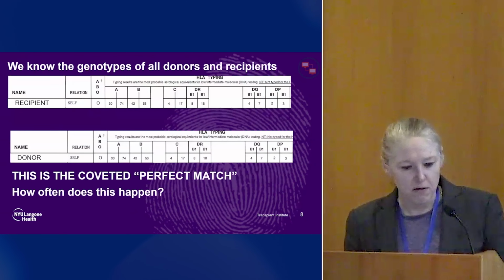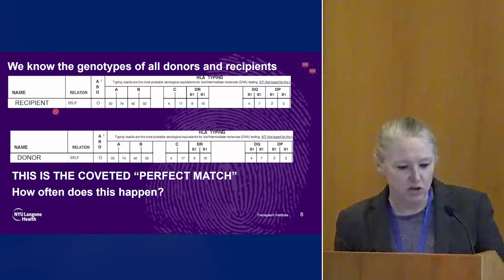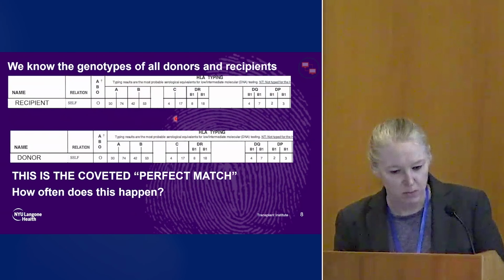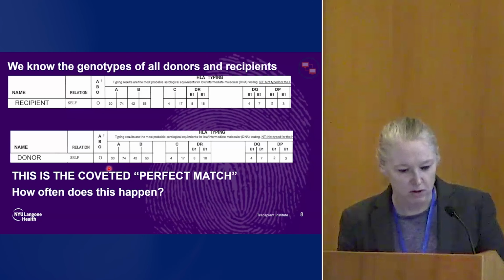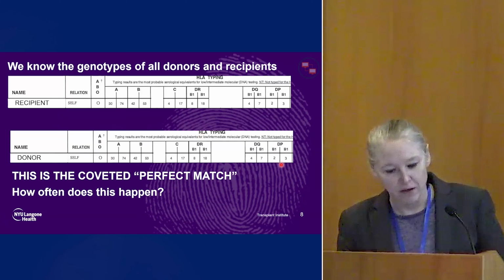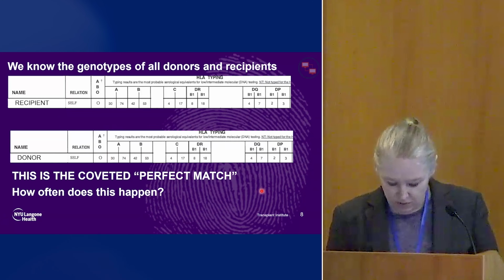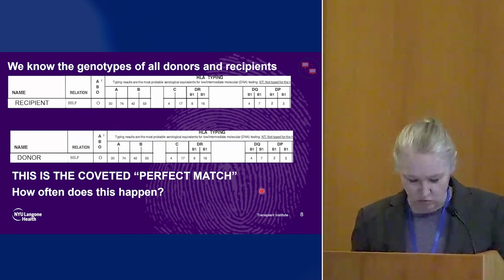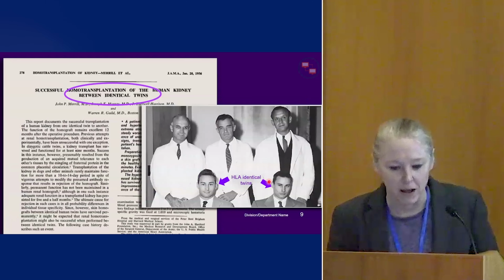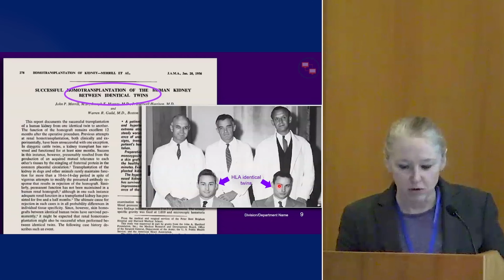And so we can compare recipient genotypes to a potential donor genotype. Here we have the recipient with this genotype, and lo and behold, this donor is an A30, an A74, a B42, a B53, and working your way down the line, you can see that every single one of these is matched. So this is the coveted perfect match, and this is what we all really want. So how often does this really happen in transplantation? Well, it happens when the donor and the recipient are identical twins. So an extraordinarily rare scenario, the perfect HLA match between donor and recipient.